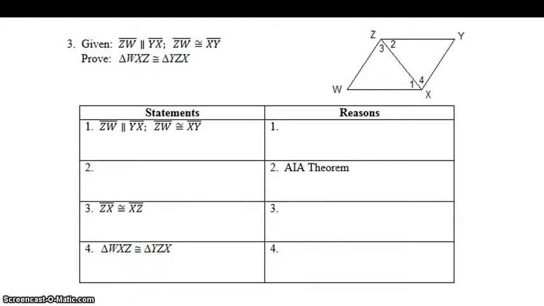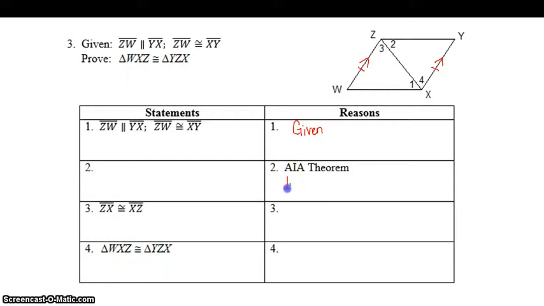Okay, so the first one I'm going to talk about is number 3. And so I'm going to mark my given information. So ZW is parallel to YX, so we put the arrows. And segment ZW is also congruent to XY, so I also put the slashes on it. And we're trying to prove that the triangles are congruent. So remember that the reason here is going to be one of those 5 shortcuts that we had talked about. And so first one we'll have given.